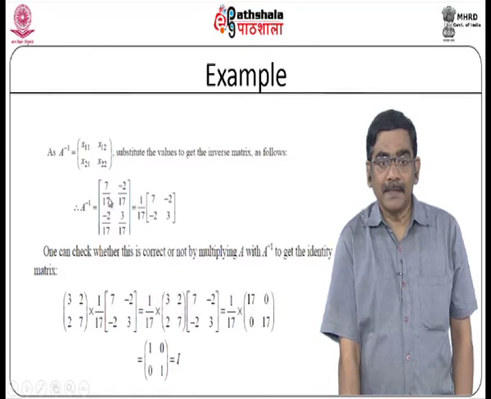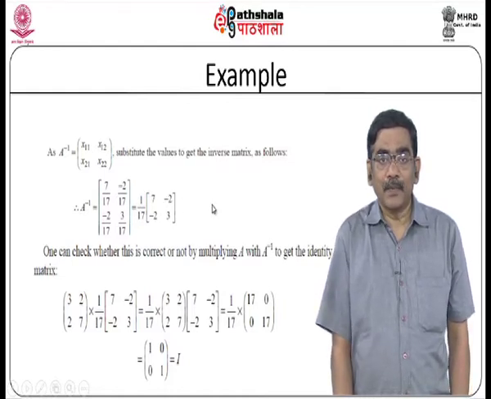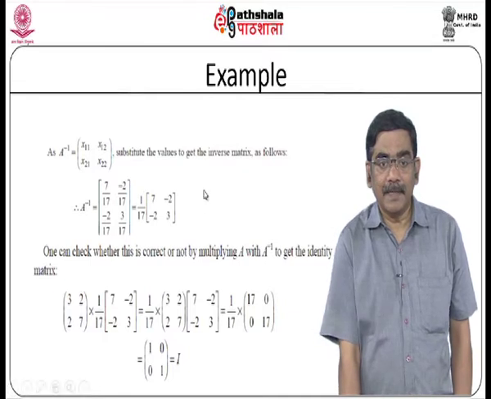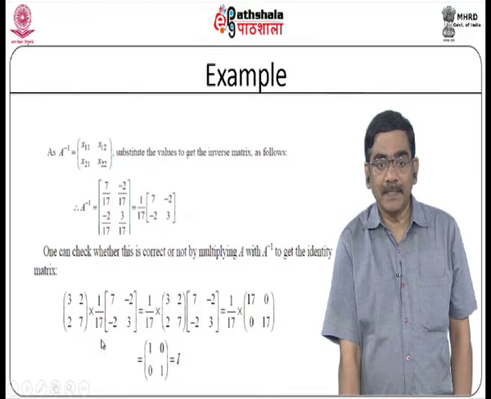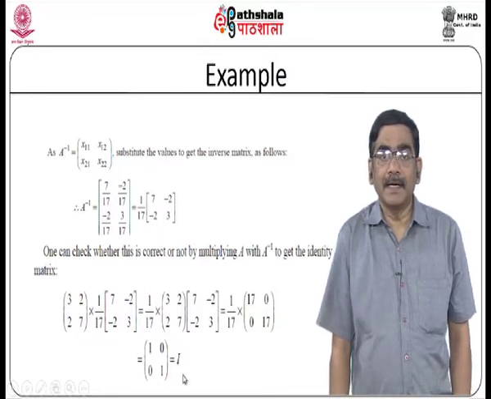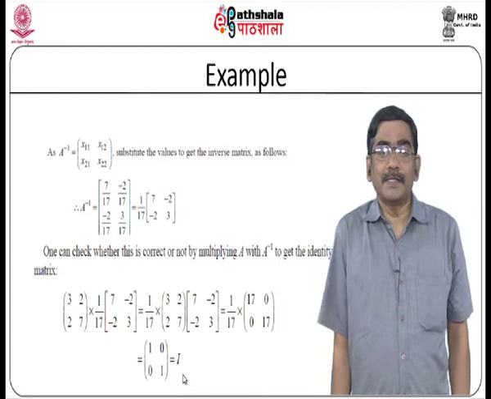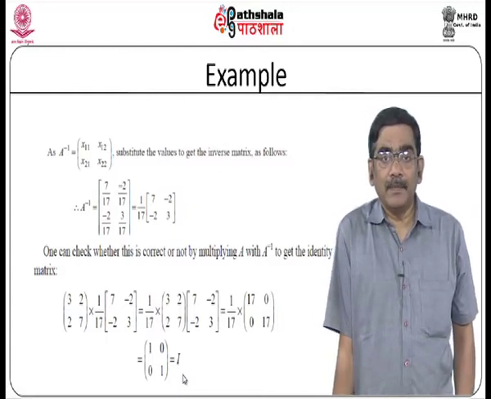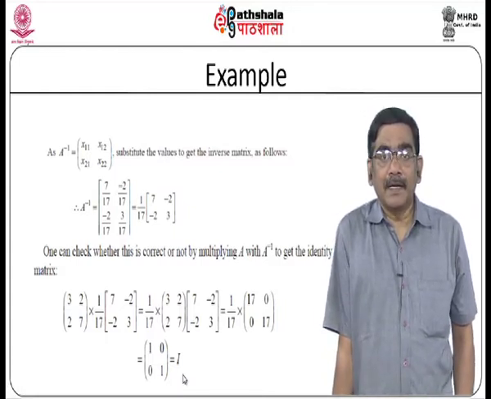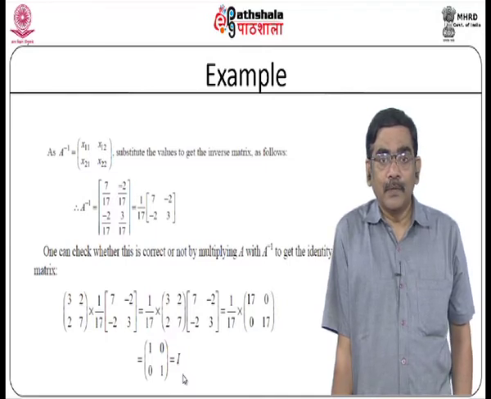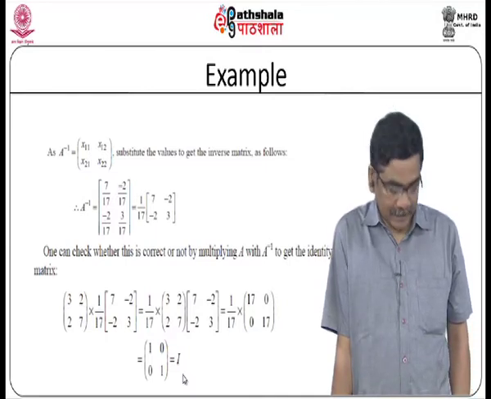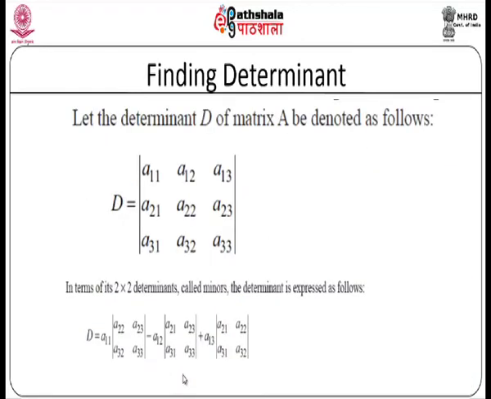So, 1 by 17 is common, and I am getting a matrix like this. We can check whether this procedure is right by multiplying this with our original matrix. You can see that by multiplying the original with the inverse, we get the identity matrix. In other words, by changing the columns of the identity matrix and finding the unknowns, we can easily find the matrix inverse. The same logic can be extended for finding the determinant.